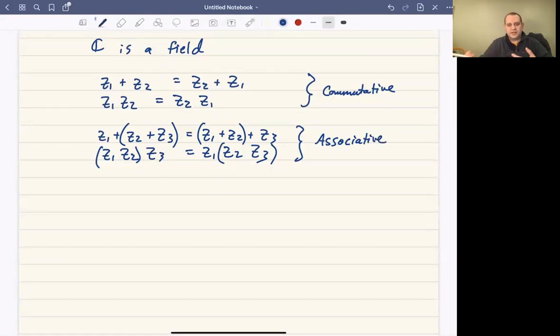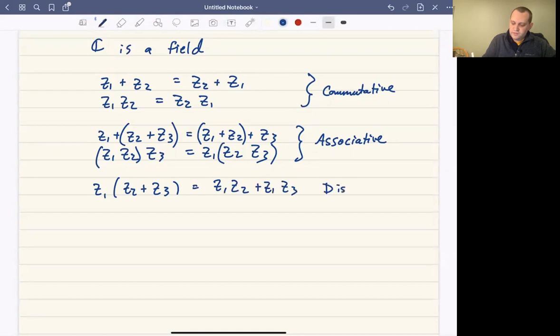As far as mixing addition and multiplication, there's a distributive property. So if you were to have z1 times (z2 plus z3), this works out to exactly what you would think: z1 z2 plus z1 z3. So that's called the distributive property.